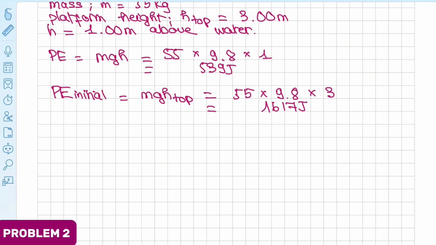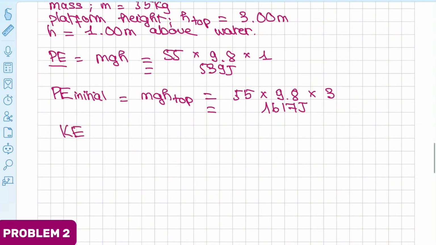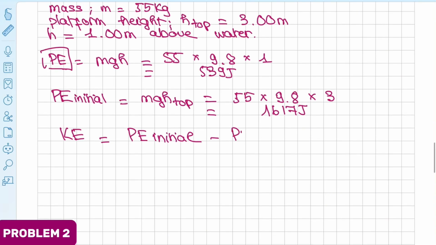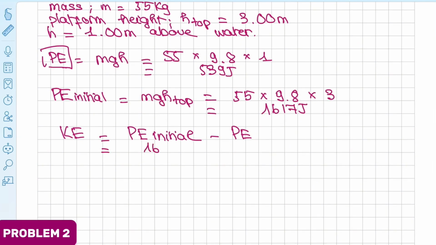To find the kinetic energy, we're going to use the conservation of energy. KE will be equal to PE initial minus the PE that we found earlier, which is the PE at 1 meter above the water. 1617 minus 539 will give a result of 1078 joules.